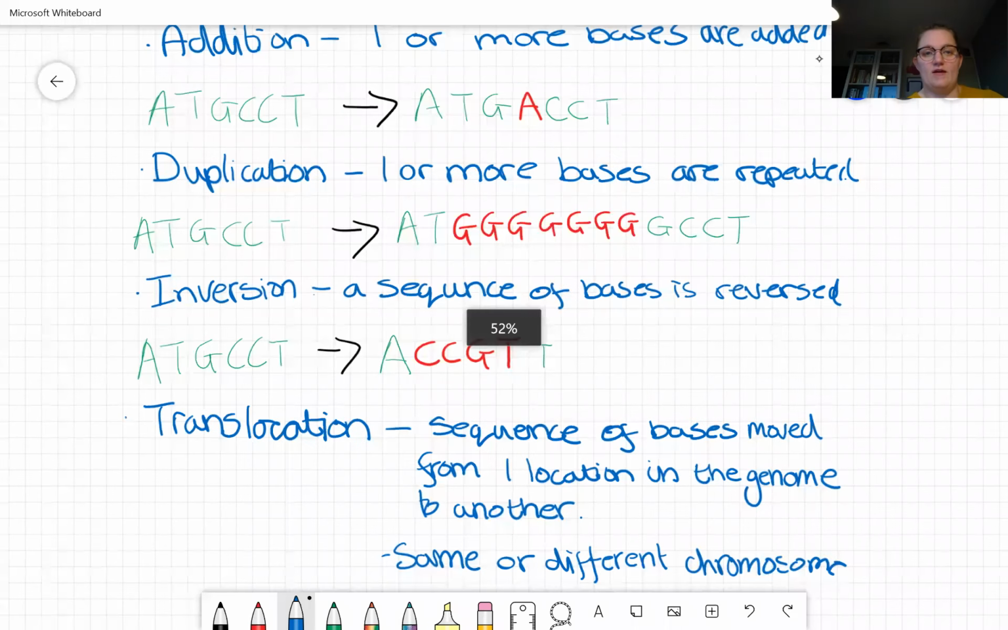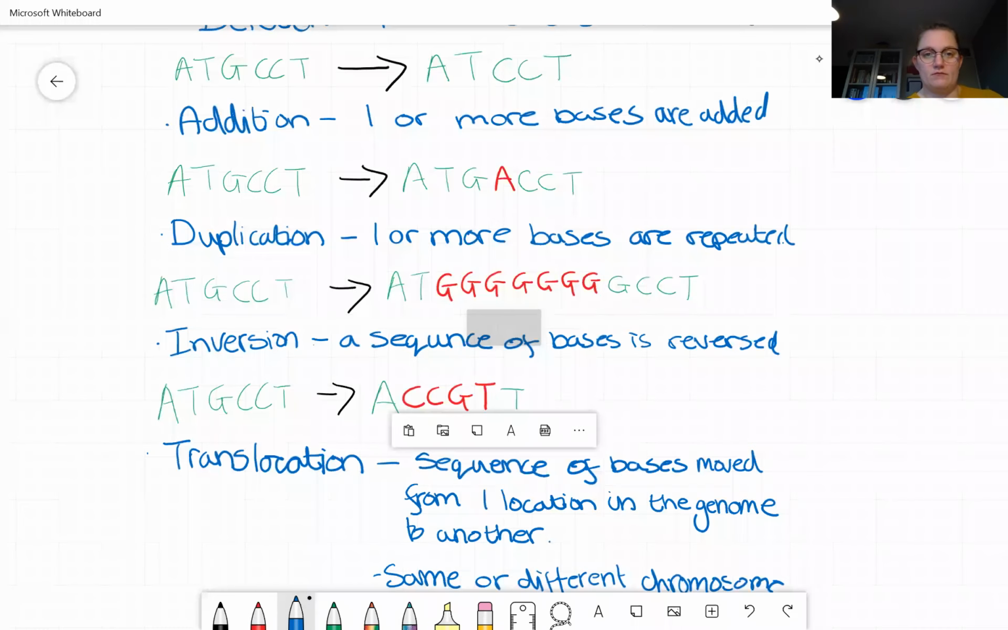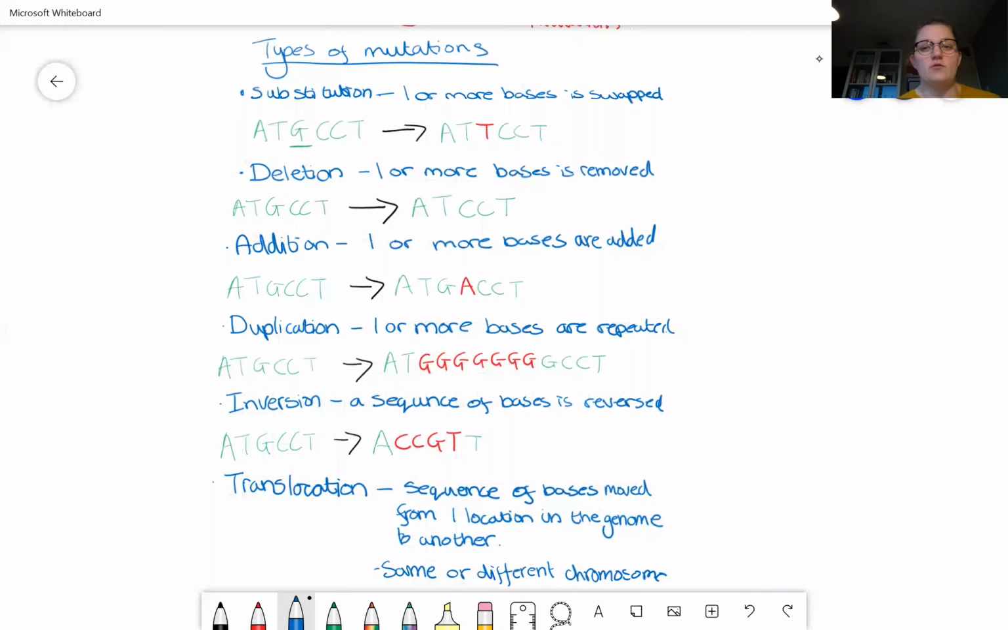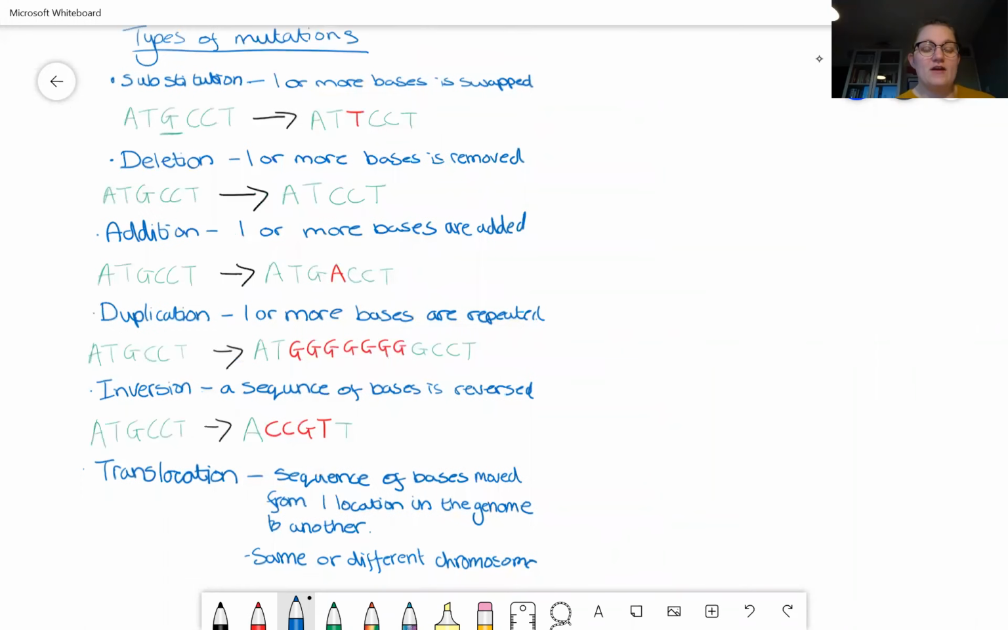So again, we have got substitutions, one or more bases is swapped. Deletions, one or more bases removed. Addition, one or more bases are added. Duplication, one or more bases are repeated. Inversions, a sequence of bases is reversed. And then translocation, a sequence of bases are moved from one location in the genome to another. That could be to the same chromosome or to a different one.